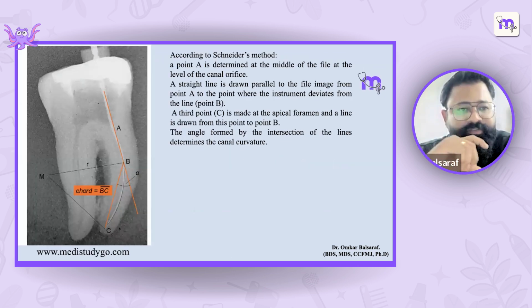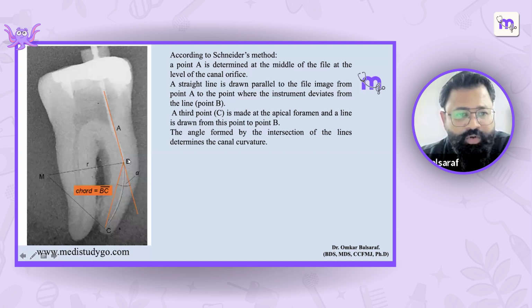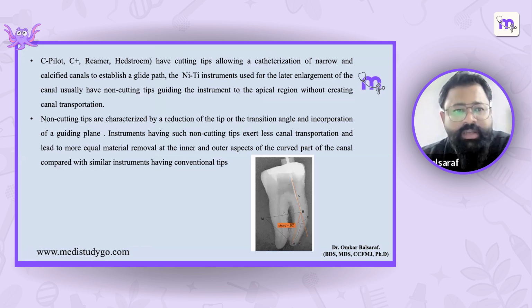There are various methods of finding the canal curvature. You can also get questions on these. Basically, one line is drawn from the orifice towards the root, and then one more line is drawn, and the angle between them from the curvature is recorded as an angle. This is called Schneider's method. There are various other methods as well, and we'll be coming to them.